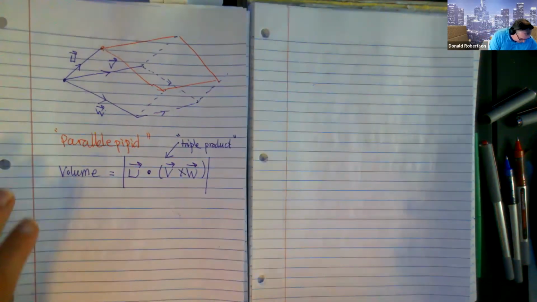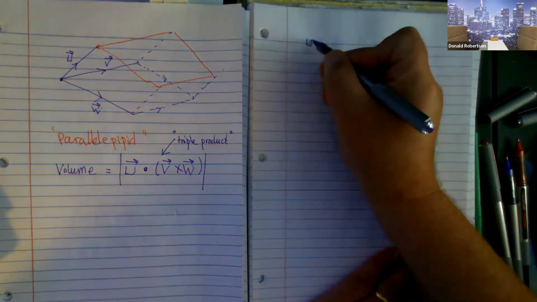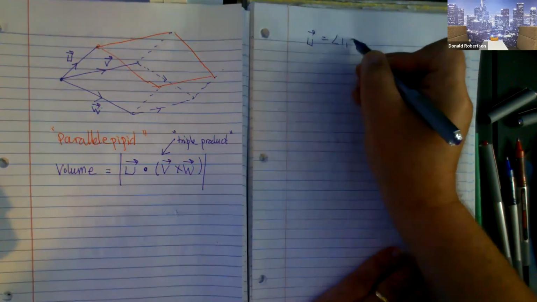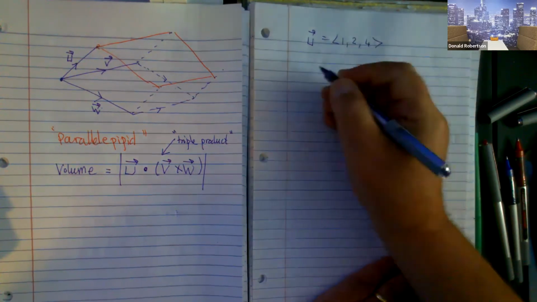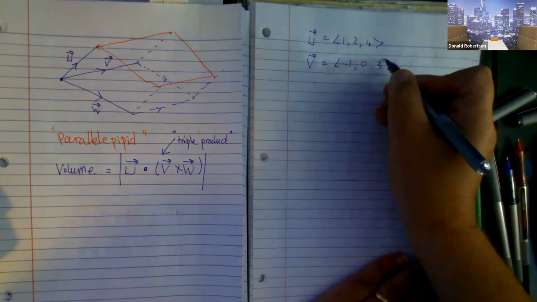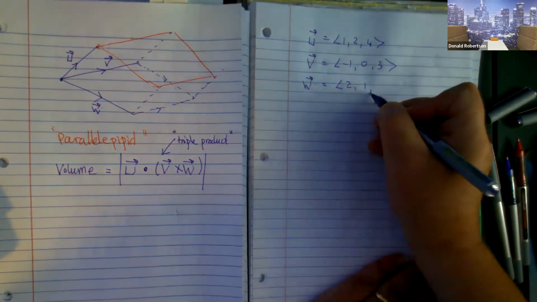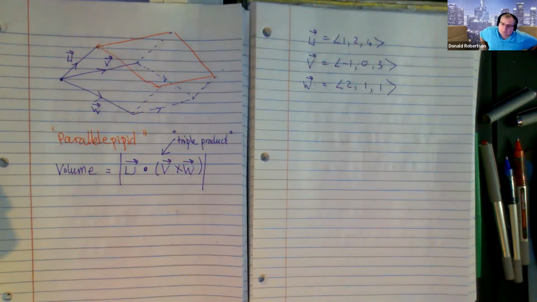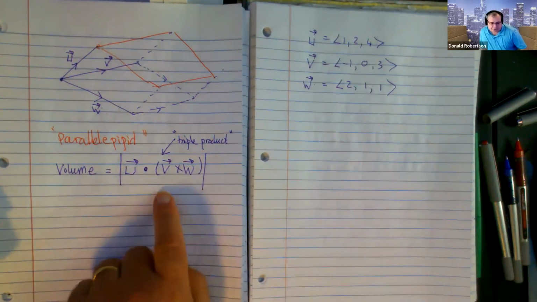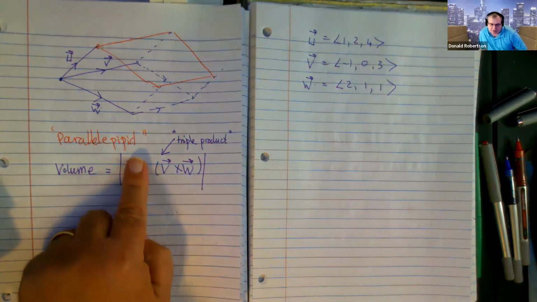So let's find the volume of a parallelepiped. U is a vector 1, 2, 4. V is the vector -1, 0, 3. And W is the vector 2, 1, 1. Now, since this is quite a complicated calculation, we're going to break it down into manageable stages. I'm going to find the cross product of V and W first.